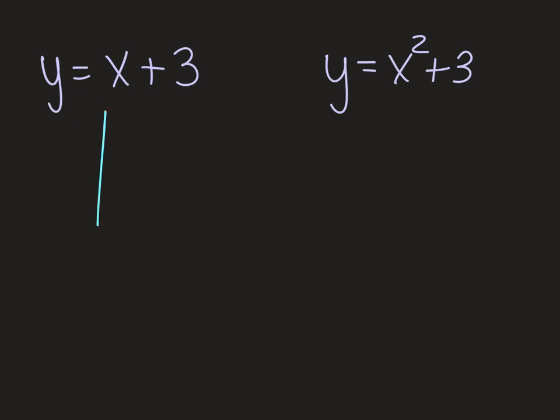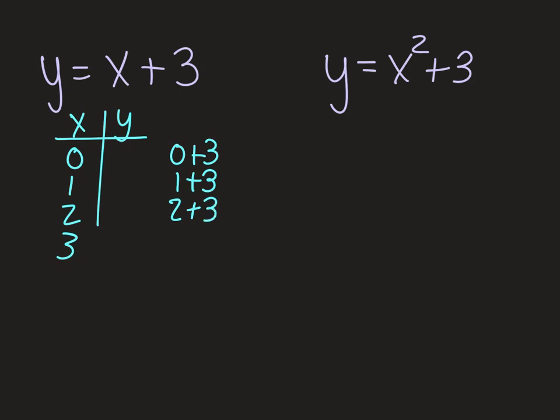So the first step is to make a table of values, and you can pick anything that you want. 0, 1, 2, 3, those are all good numbers. They're nice and small. And once you have your numbers that you've picked, you take each one and you stick it in, and you evaluate using order of operations. So if I stick in a 0, 0 plus 3. If I stick in a 1, 1 plus 3. If I stick in a 2, 2 plus 3, 3 plus 3. The answers would be 3, 4, 5, and 6.